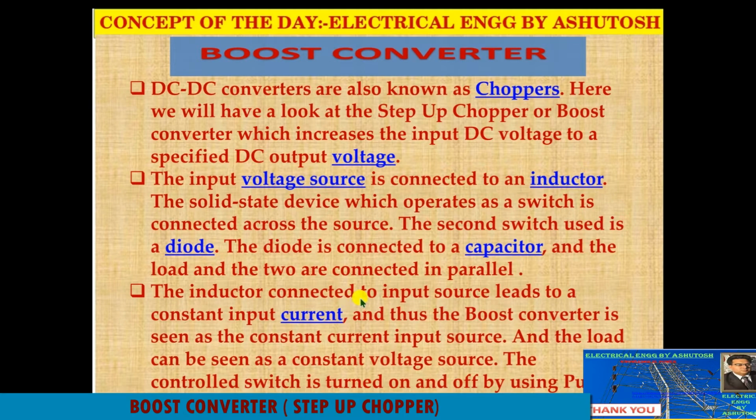So the inductor connected to the input source leads to a constant input current. Guys, you can change the shape of the current by setting the value of inductance. When you change the value of inductance, the current shape changes, and it becomes continuous whenever you increase the value of inductance. Thus, the boost converter is seen as a constant current input source and the load can be seen as a constant voltage source.